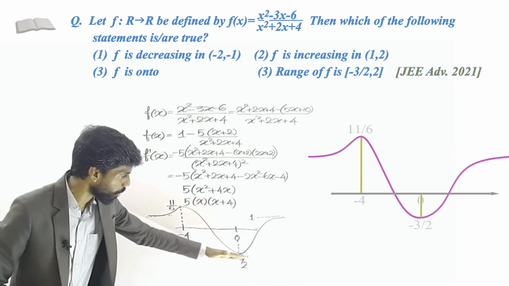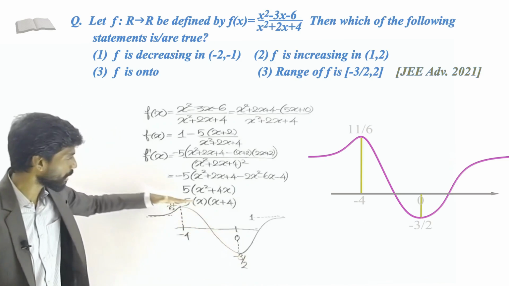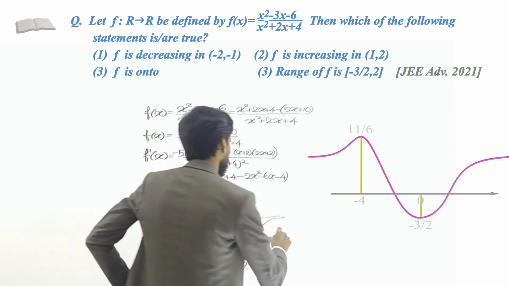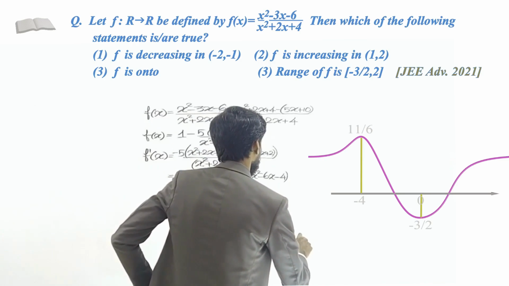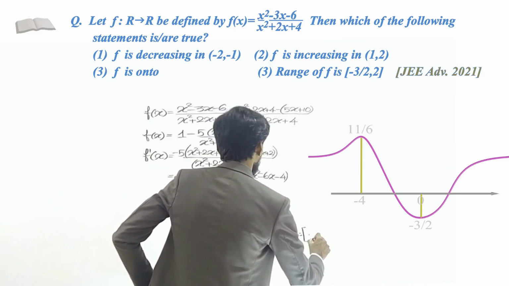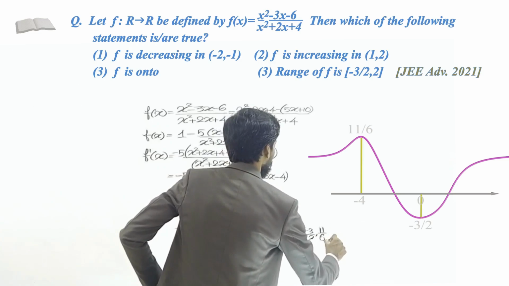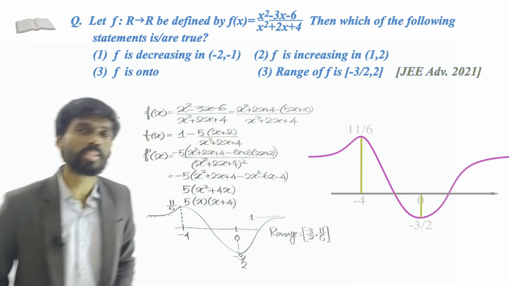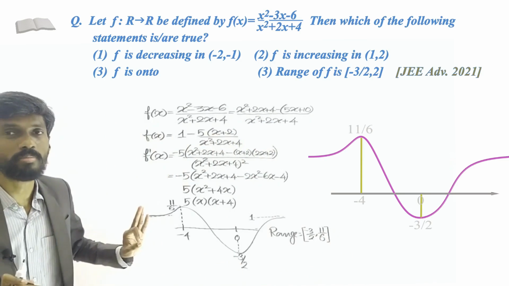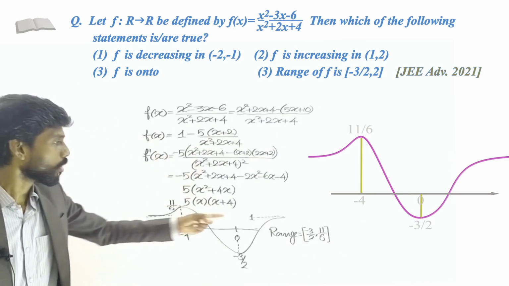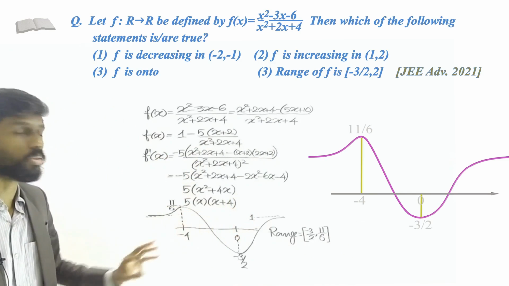So this is the least possible value, right? So minus 3 by 2, and the maximum value is 11 by 6. So that means the range of this function is from minus 3 by 2 to 11 by 6. So that is the range of the function. That means it is not an onto function. It does not cover the entire real line. So only this is the range, minus 3 by 2 to 11 by 6.